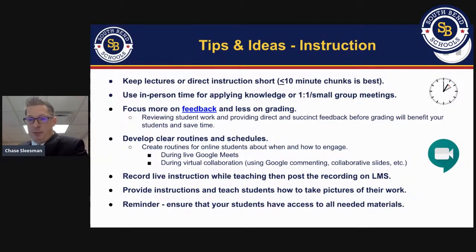Again, I see a comment about, as a hybrid teacher, recording lessons. Record your live instruction while you're teaching the whole group, and then you can post that onto your LMS. So yes, with this hybrid, it is going to be online because you are going to have students in the classroom, as well as needing to get content to students that are e-learning and not on those days.